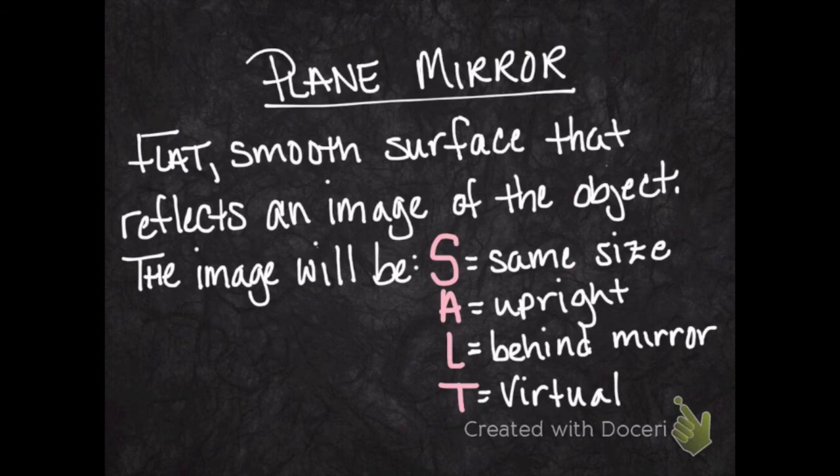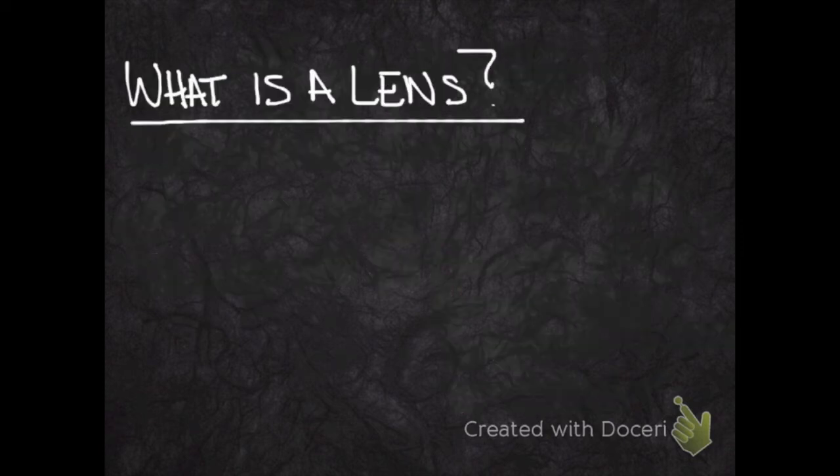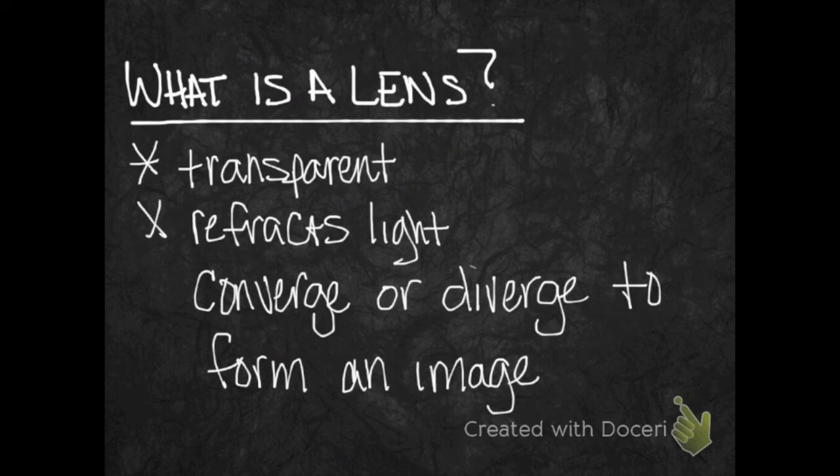Plane mirror is the type of mirror that we're going to talk about in this unit. A plane mirror is simply described as a flat, smooth surface that reflects an image of the object. And when we use our SALT to help describe the image, it is always going to be the same size, upright, look like it's behind the mirror, and it's going to be a virtual image. Well, a lens is a transparent object that refracts light waves, causing them to converge or diverge to create an image. They're transparent, they refract the light, and they either converge or diverge in order to form an image.